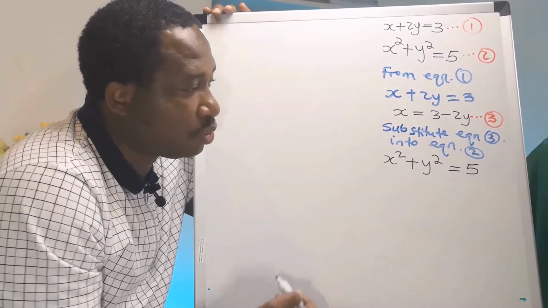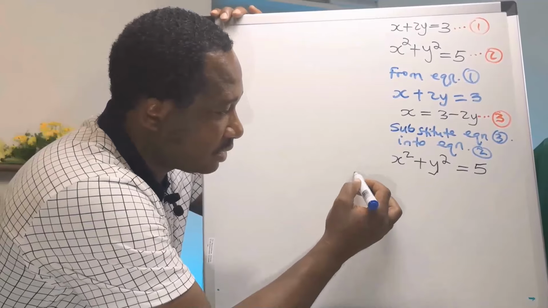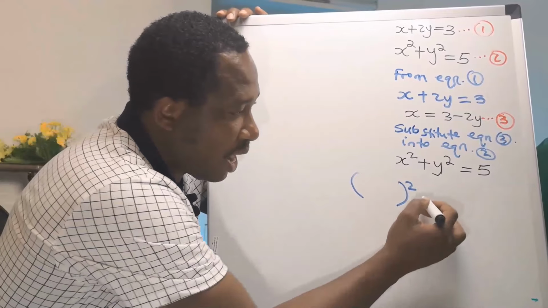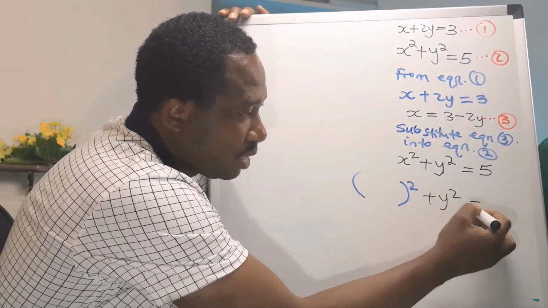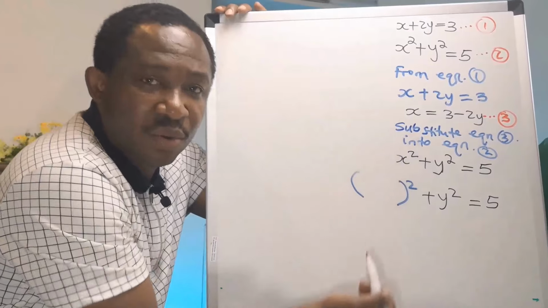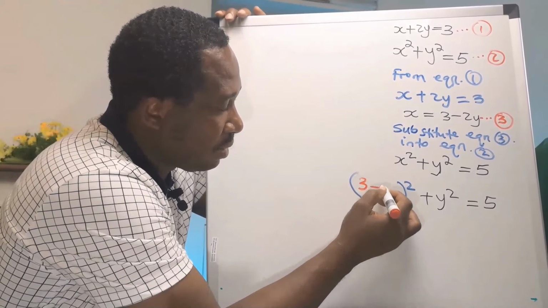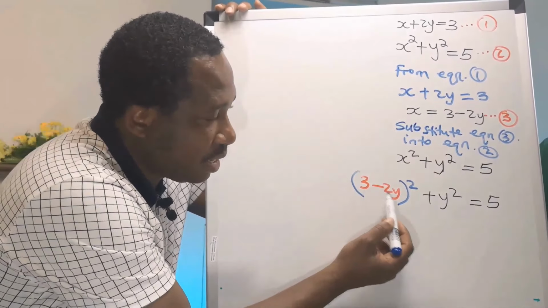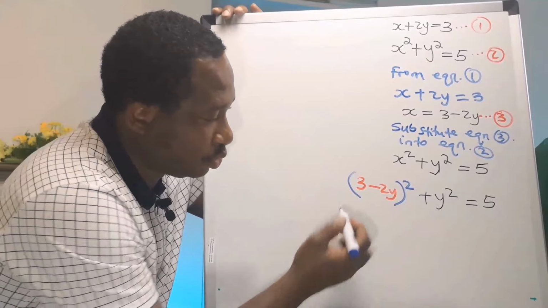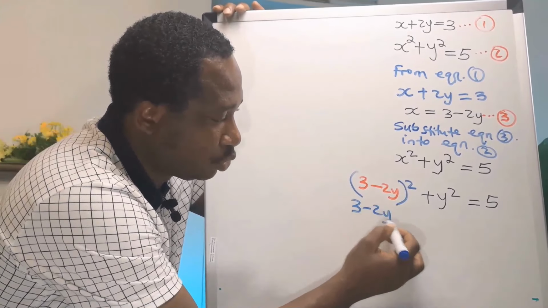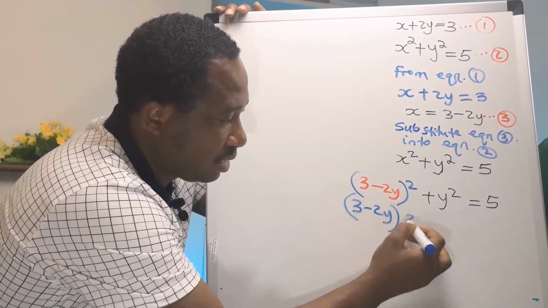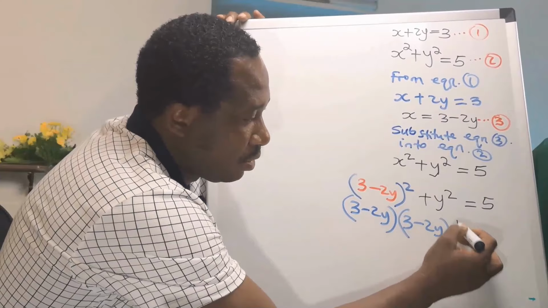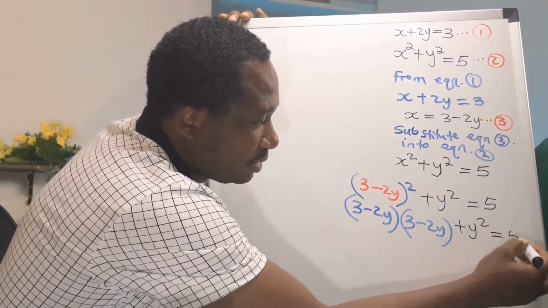In equation 2, x has a value which is squared, and we have plus y squared equals 5. The value for x is 3 minus 2y from equation 3. Here, 3 minus 2y is squared. We're going to have 3 minus 2y in brackets, 3 minus 2y in brackets, then plus y squared is 5.